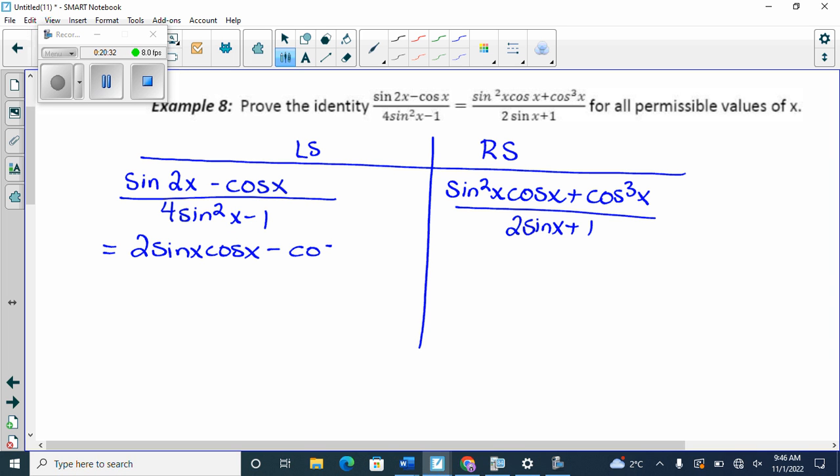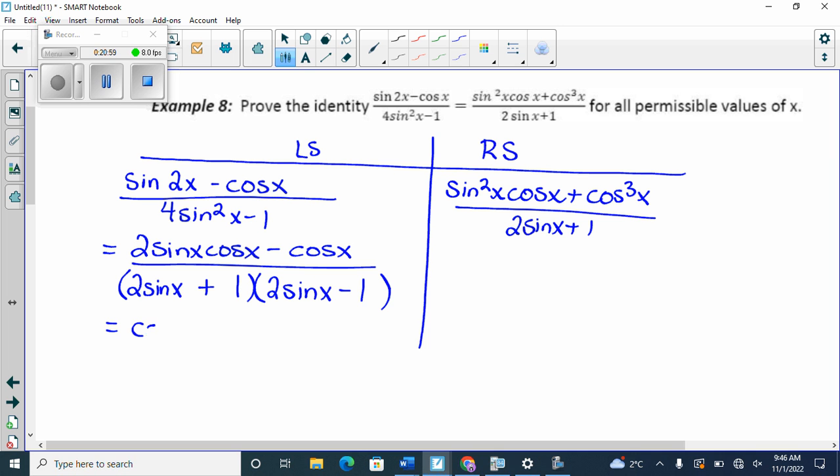The bottom, 4 sine squared x minus 1, is often what gets left the longest and people get stuck, but that's a difference of squares. So the square root of 4 sine squared is 2 sine x. So that would go in the front of each bracket. The square root of 1 is 1, so that goes to the back of each bracket, and then plus and minus. And then I can see in the top that I can take a cos x out. And I'm left with 2 sine x minus 1 over 2 sine x plus 1, 2 sine x minus 1.